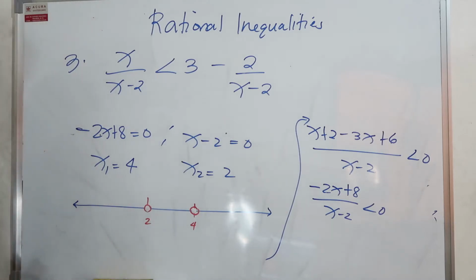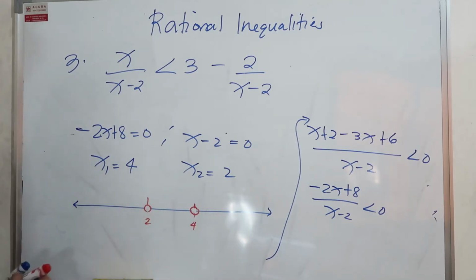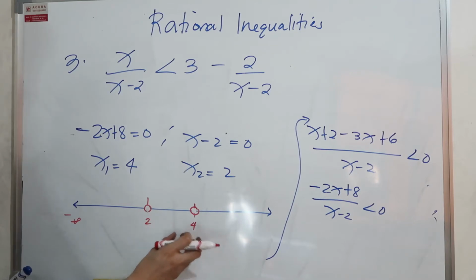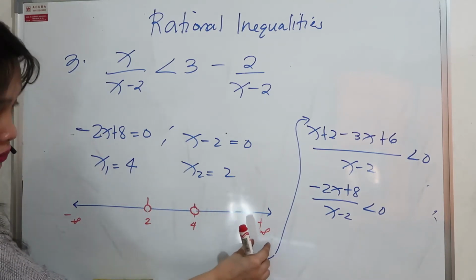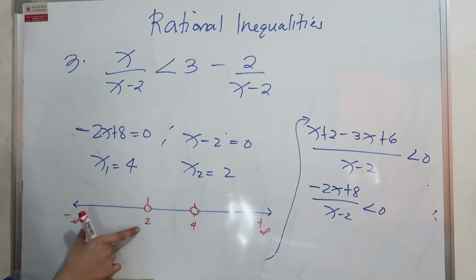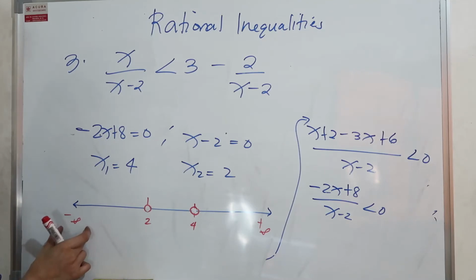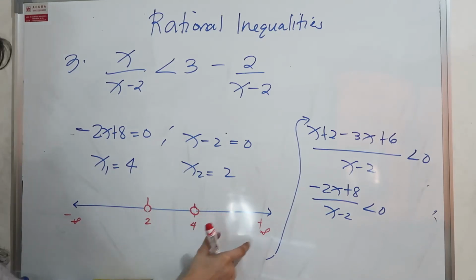After we plot those critical values, we do have three regions. The first region is from negative infinity to 2, the second region is 2 to 4, and the third region is 4 to positive infinity. So you do have three regions or three intervals.